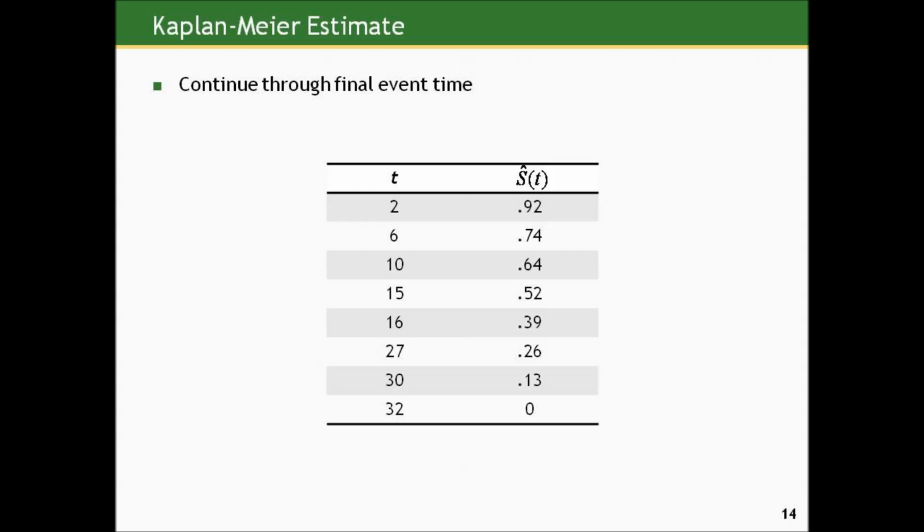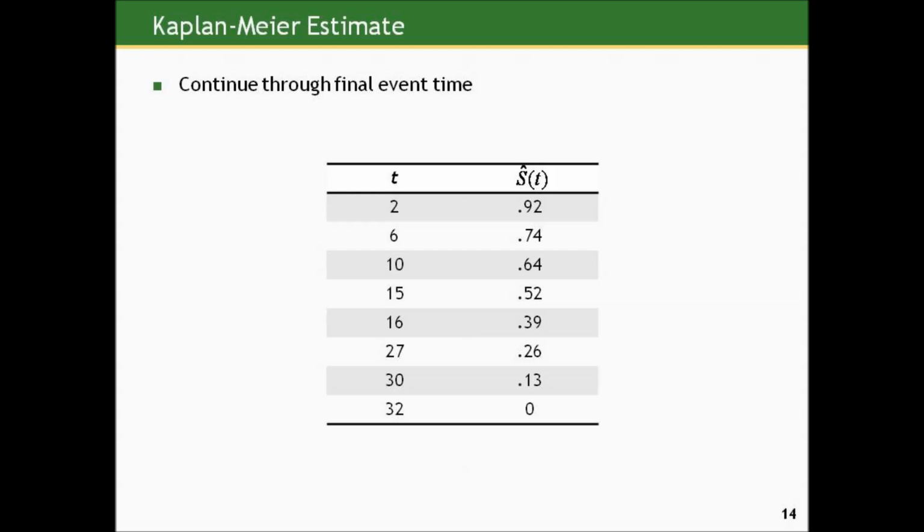So in that column T, only the event times are listed. And you can see this goes all the way down to 0, because the largest time in our set was not a censoring time, it was an event time. So at that point, nobody remained of those who could have had the event at time 32.